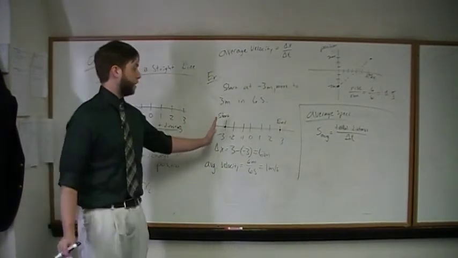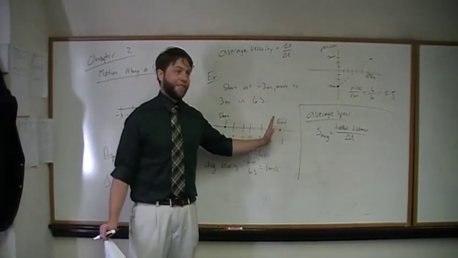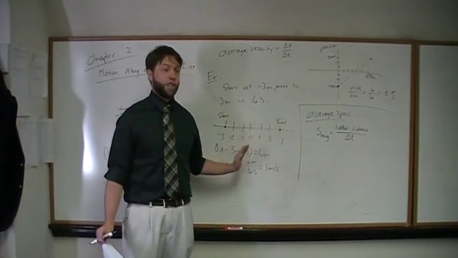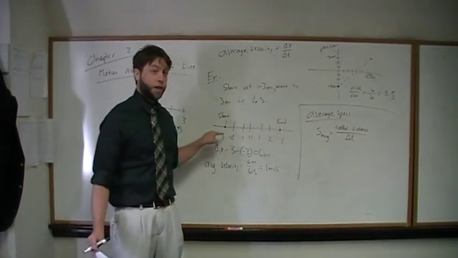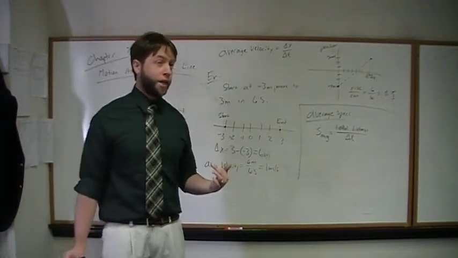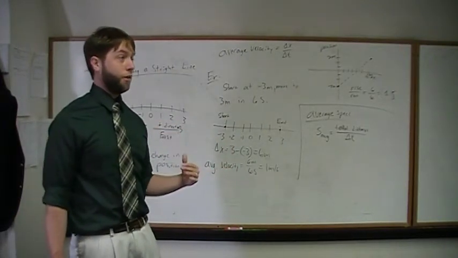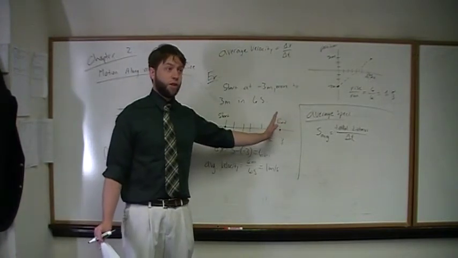Let's go back to this previous example. I start at -3, I go to 3 in 6 seconds. We got our average velocity to be 1 meter per second. My total distance traveled is also 6. But distance is not a vector quantity. The direction does not matter. So I moved 6 displacement, I also traveled 6 meters.